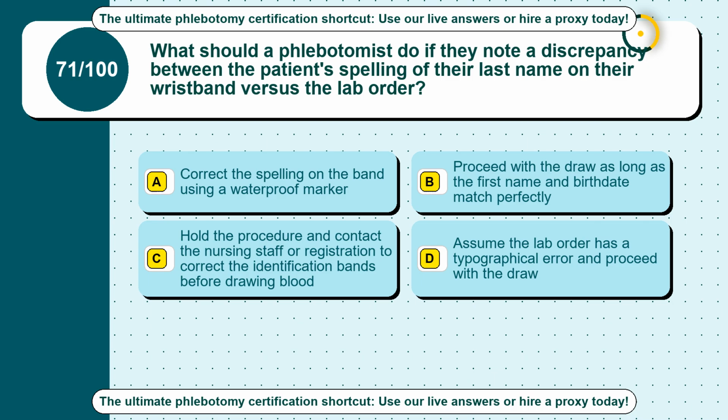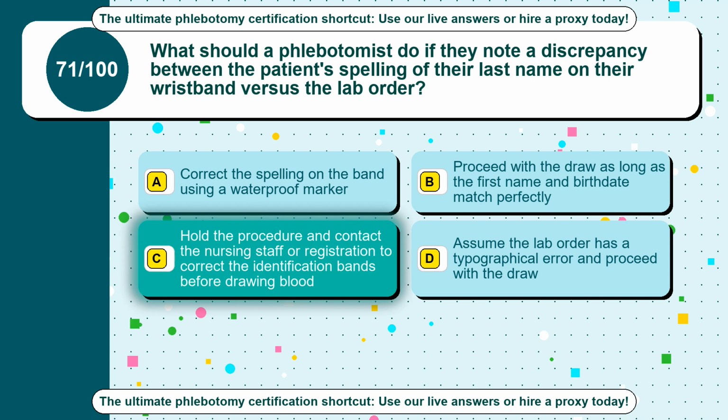Option C, hold the procedure and contact the nursing staff or registration to correct the identification bands before drawing blood. Option D, assume the lab order has a typographical error and proceed with the draw. The correct answer is option C, hold the procedure and contact the nursing staff or registration to correct the identification bands before drawing blood.